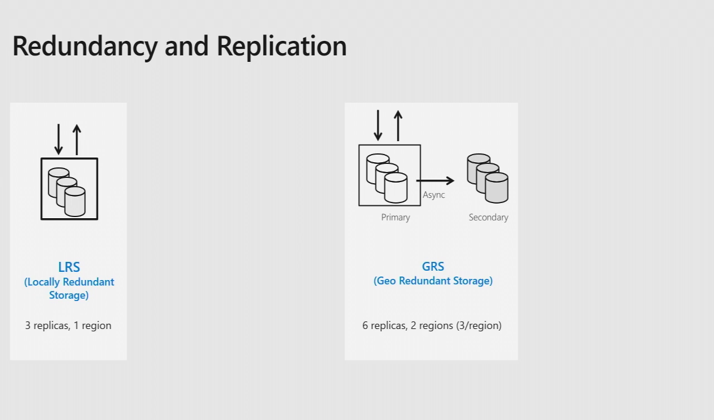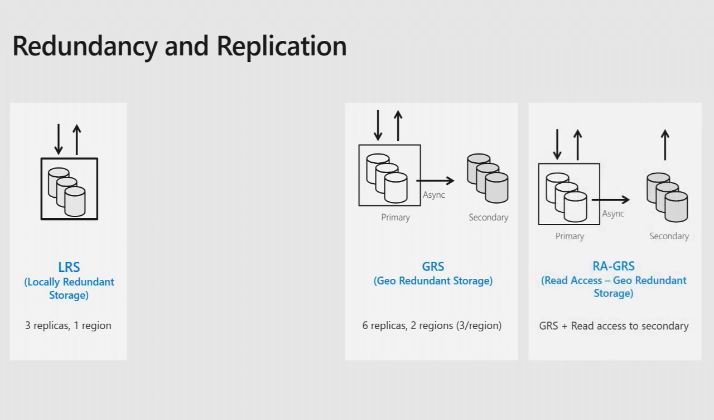Now, if you want to also reduce the latency for your users, you can use this solution, which is a read access geo-redundant storage, where basically you have one primary for the write, but then you have 2 secondaries for the read. And of course, that can make the read access faster if your users are very far away.